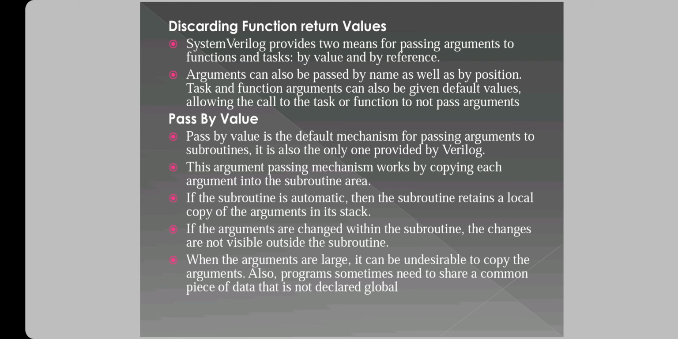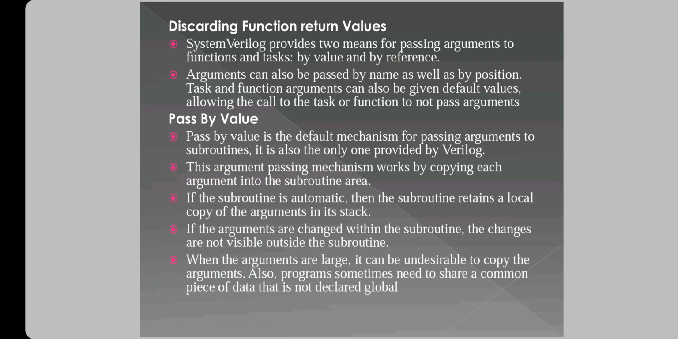So coming to pass by value. Pass by value is the default mechanism for passing arguments to the subroutines, a task or a function. It is also the only one provided by Verilog. This argument passing mechanism works by copying each argument into a subroutine area. If the subroutine is automatic, then the subroutine retains a local copy of the argument in its stack. If the arguments are changed within the subroutine, the changes are not visible outside the subroutine.